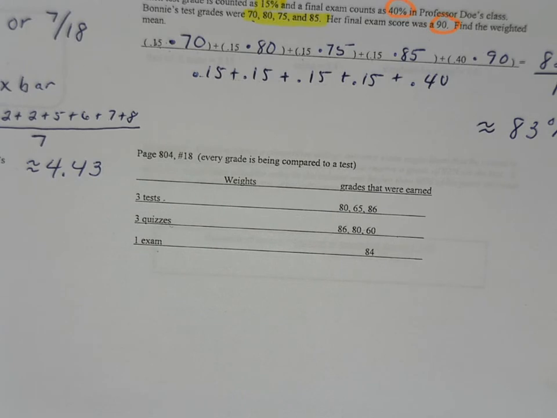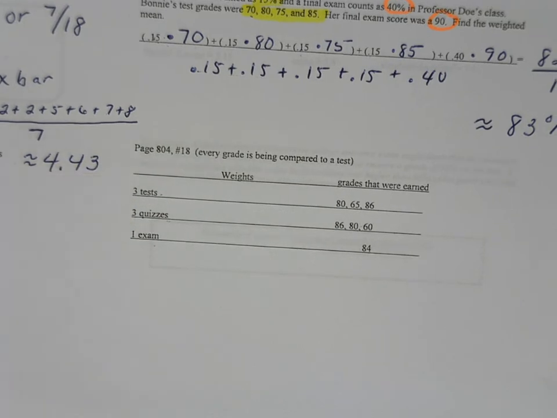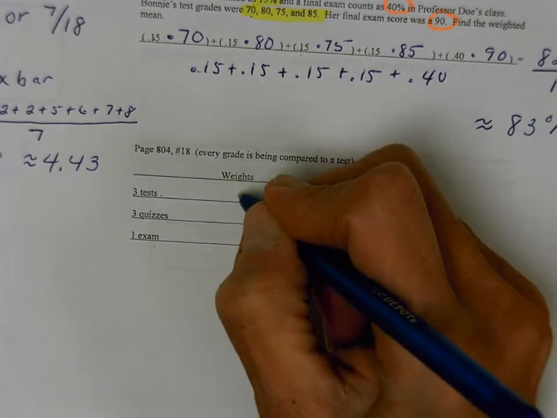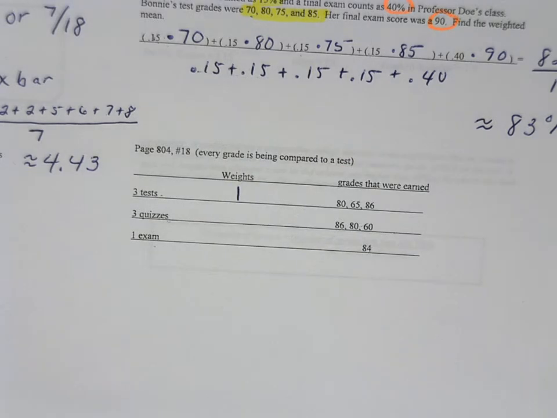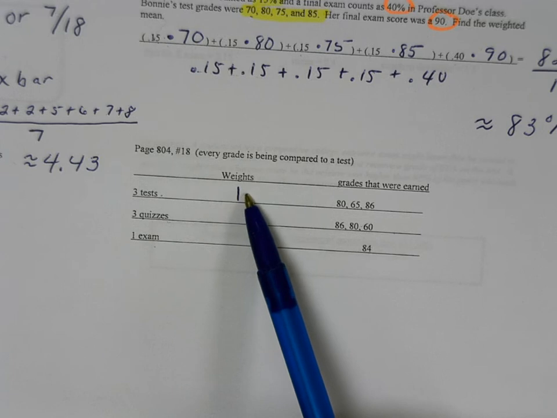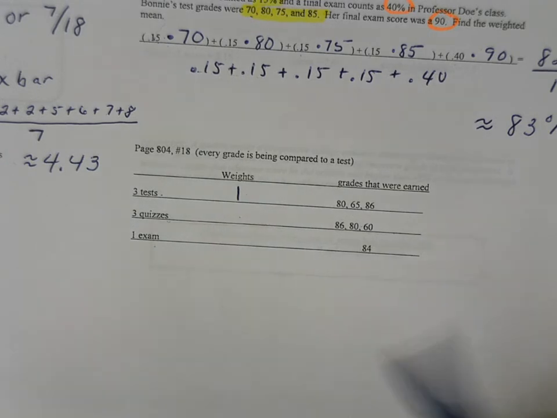Now, each test, quiz, and exam was compared to a test score. So let's look at this. We're going to say that a test score is 1, okay? Now, going back here, it says each quiz counts as 1/2 a test score. Well, if we gave a test score a weight of 1, what would 1/2 of a test score be? Well, 1/2.